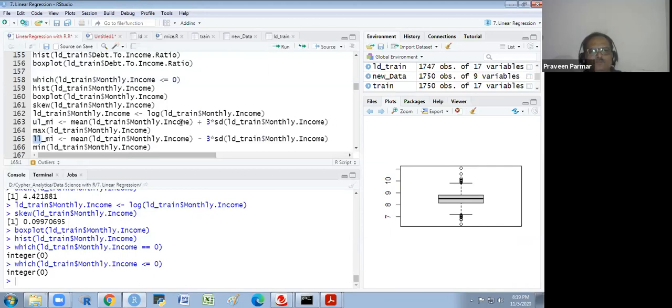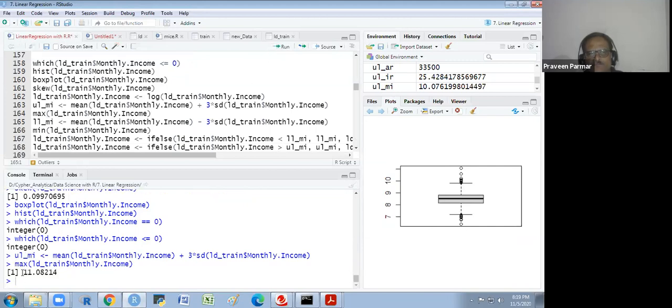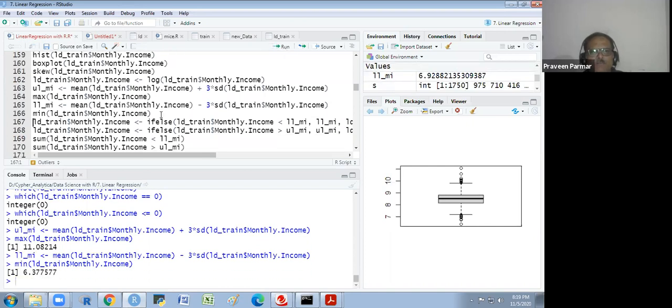So we see this is for the upper limit. We are getting 10.07 for the monthly income, and we see what the maximum monthly income is now. It is greater than this, so there are some outliers. Similarly, I see on the lower side that the minimum is 6.37, which is lower than the lower limit. So there are also outliers. We have outliers in both places, and we can see how many outliers there are.